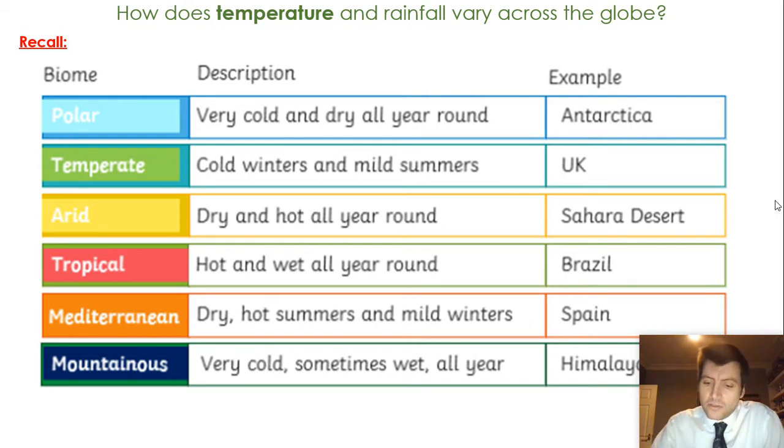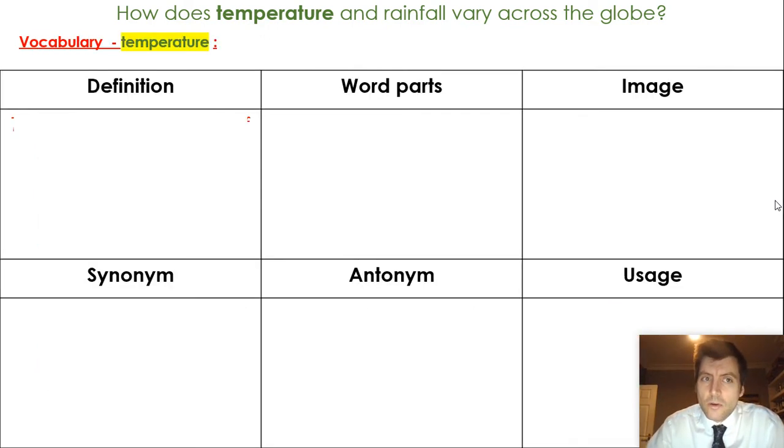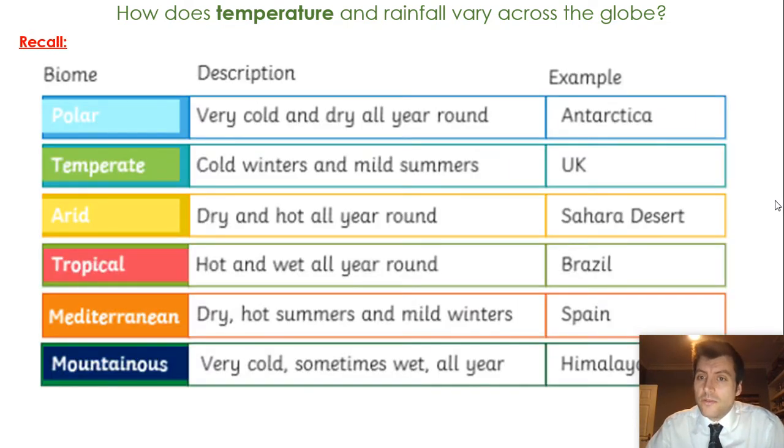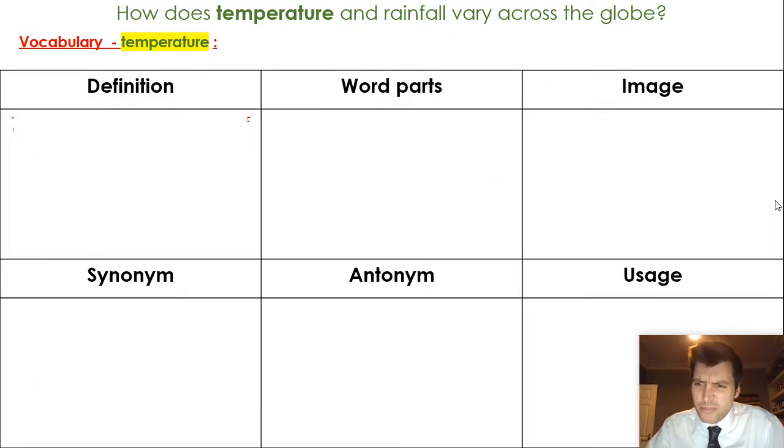Okay, guys, once we've done that recall, thank you for engaging with that, and hopefully you managed to do that on your sheet. We'll think about that word temperature. We looked at temperate earlier. That's the type of climate that we experience within the UK: cold winters and mild summers. Does that mean that temperature is the same as temperate?